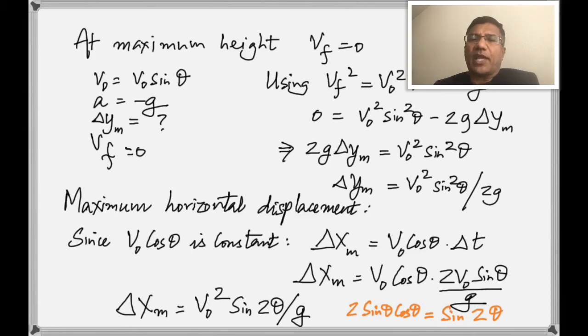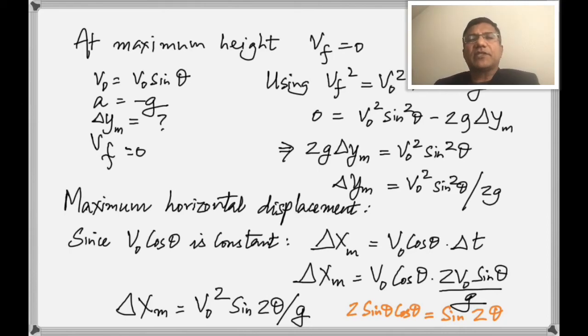So if the angle of projection is given as 30 degrees, you're going to take sine of 60 degrees, which is 2 times 30. So that's how you find out the time of flight, the maximum height, and the horizontal distance.